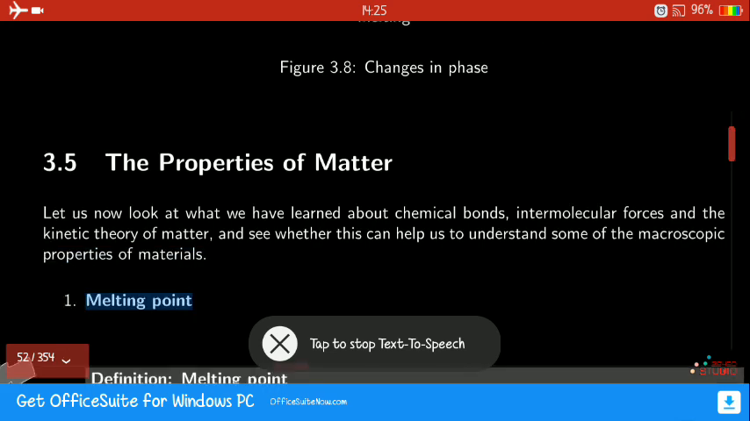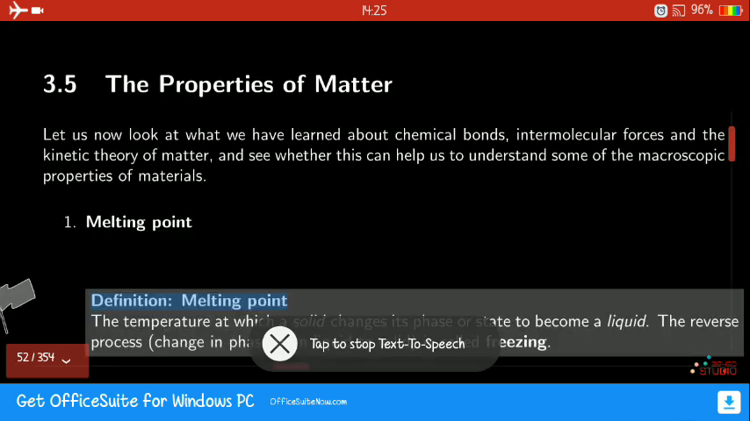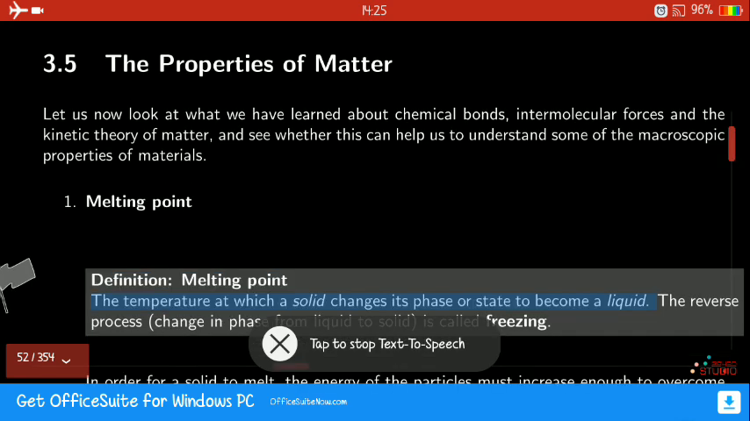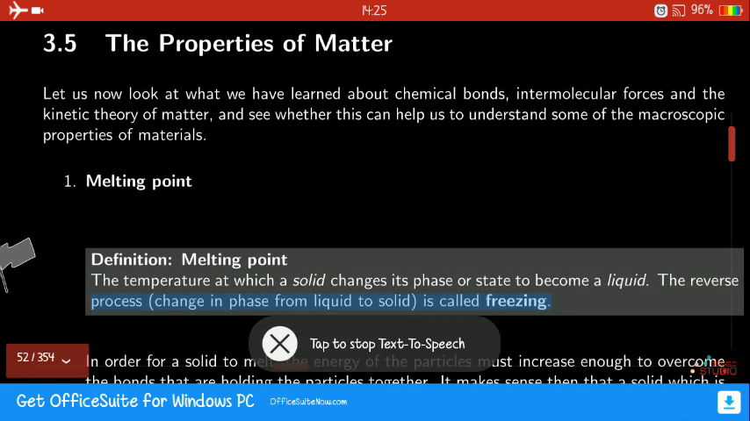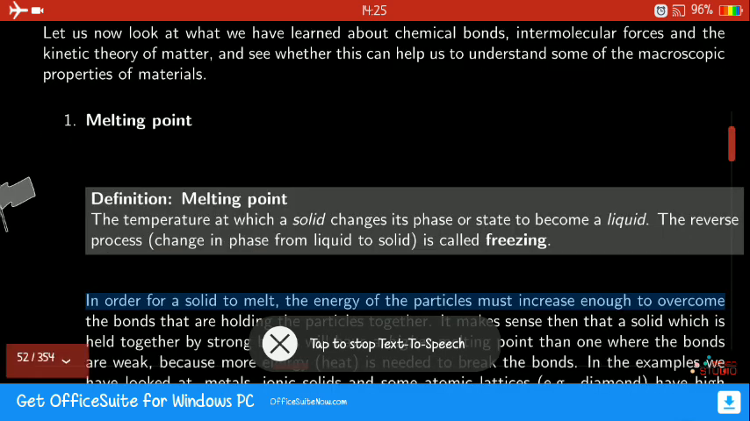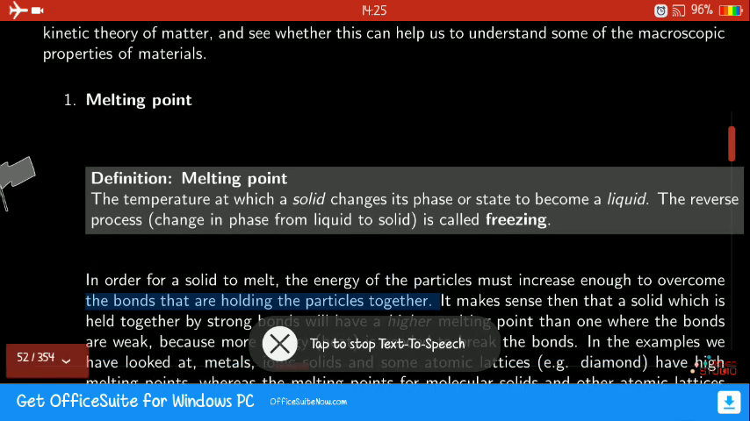1. Melting point. Definition: melting point. The temperature at which a solid changes its phase or state to become a liquid. The reverse process, change in phase from liquid to solid, is called freezing. In order for a solid to melt, the energy of the particles must increase enough to overcome the bonds that are holding the particles together.